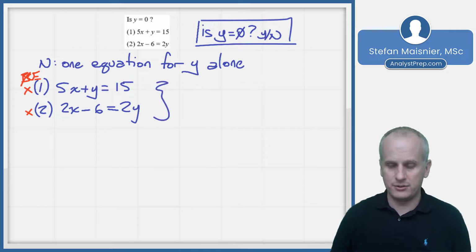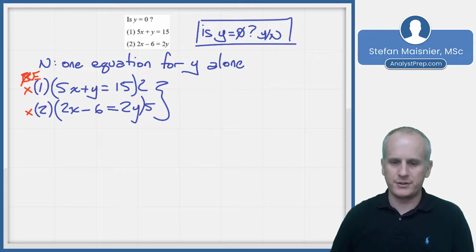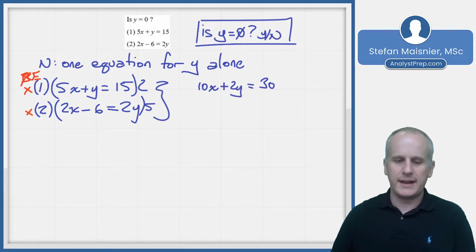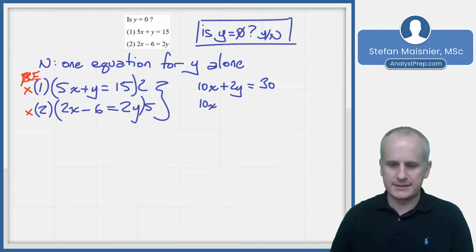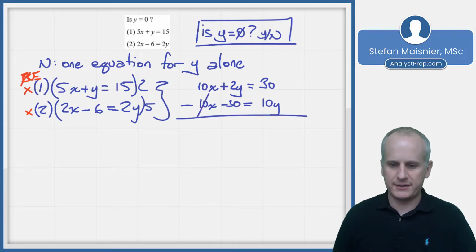Now, if we combine the two equations, well, let's multiply the top equation by 2 and our bottom equation by 5 to get the same number of x's by way of a common coefficient. So the top equation, by distributing that multiplication of 2, would become 10x plus 2y is equal to 30. And then the bottom equation would become 10x minus 30 is equal to 10y. So now I can just subtract the two equations from each other, and we discover that 10x minus 10x cancels out the x's.